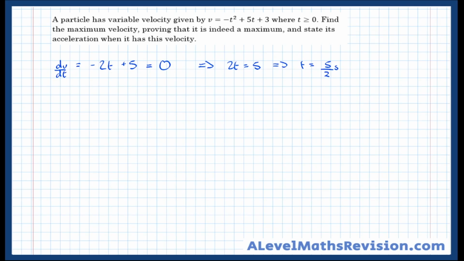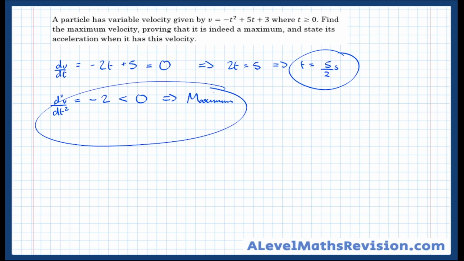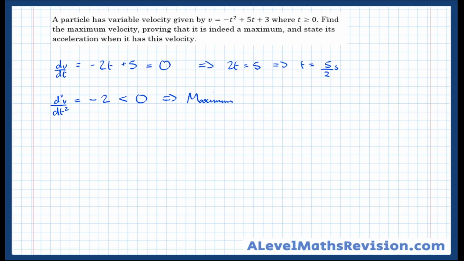So we need to prove that it indeed is a maximum. So what we're going to have to do is find the second differential. d2v by dt squared equals minus 2. And when the second differential is less than 0, this implies it's a maximum, which you know from pure maths. So what we need to do now is actually find the maximum velocity. We've found the time at which it happens. We've proved that it indeed is a maximum. Let's find the value of it.